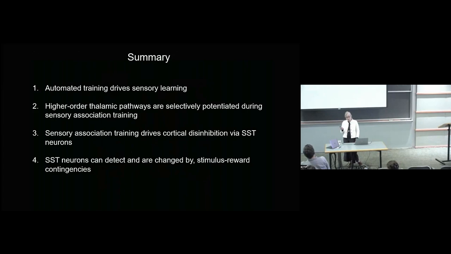In the interest of time, I won't go through this in detail, but I hope that you're convinced that we can use this automated sensory association training and modifications of it, where we manipulate stimulus and reward contingencies, to come up with really important insights into how the cortical column may be detecting the convergence of stimulus and reward information, and what that might be enabling downstream.